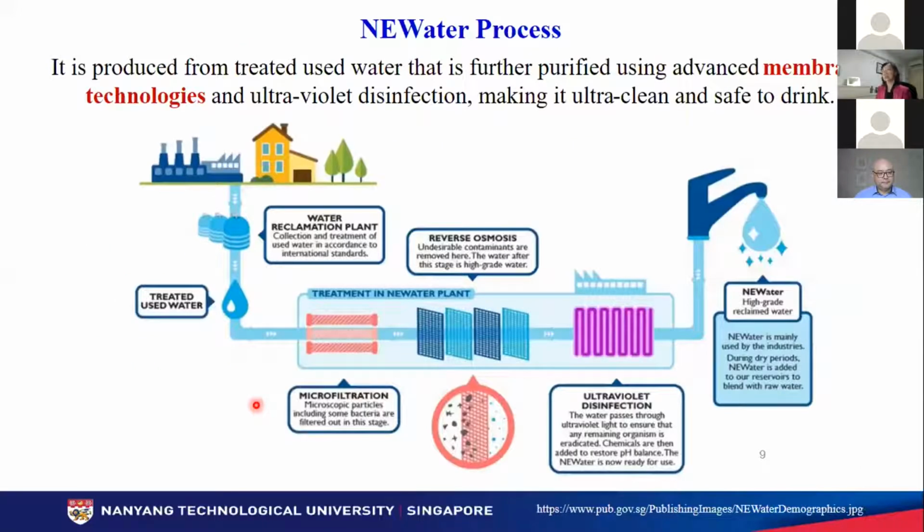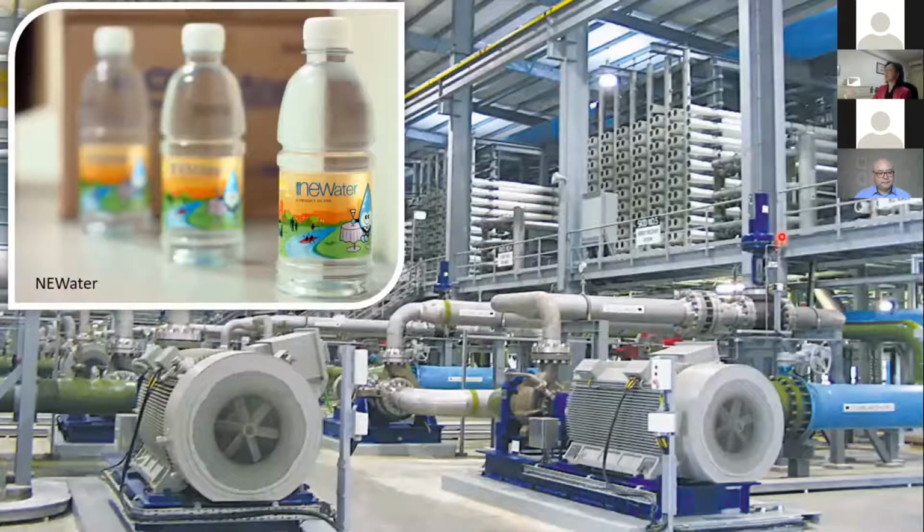What is NEWater? NEWater is produced from treated used water that is further purified using advanced membrane technology. You can see the process. There are 2 membrane units here. One is microfiltration, another is reverse osmosis. Then, plus the UV disinfection, the final water we call NEWater is ultra clean and safe to drink. Now, this photo just shows you what the NEWater plant looks like. You can see all the membrane modules here.